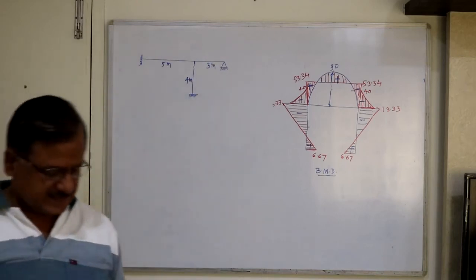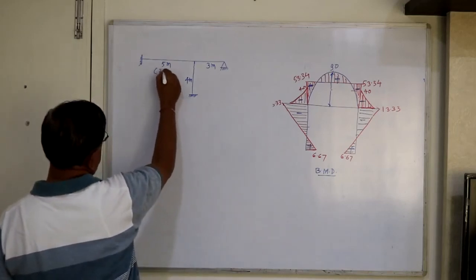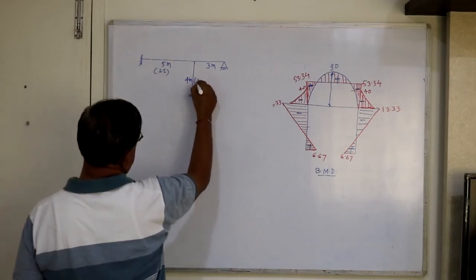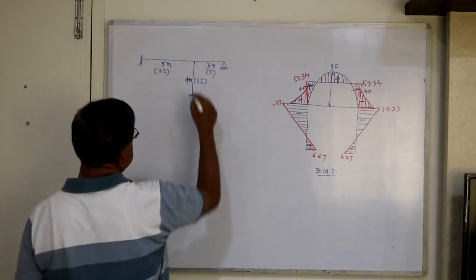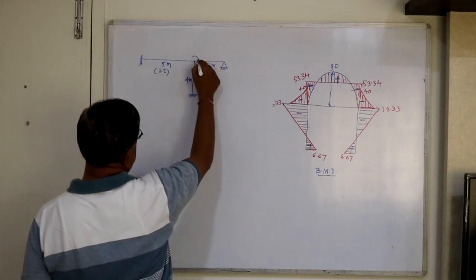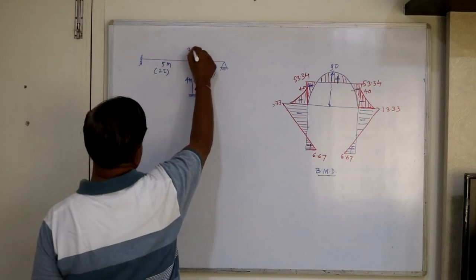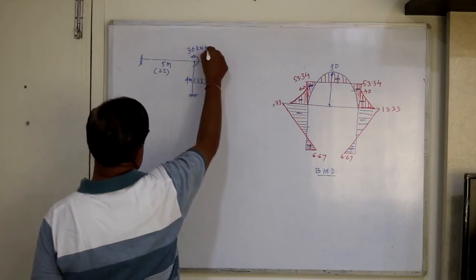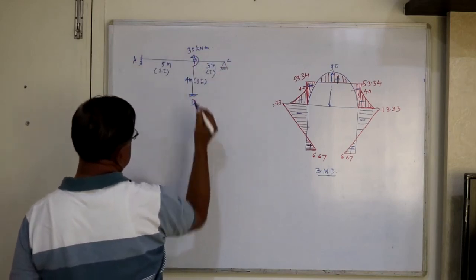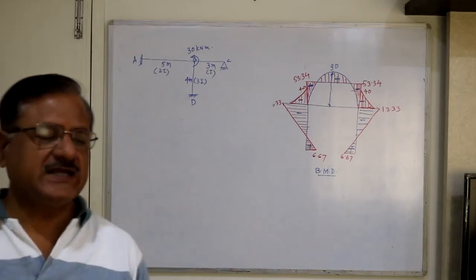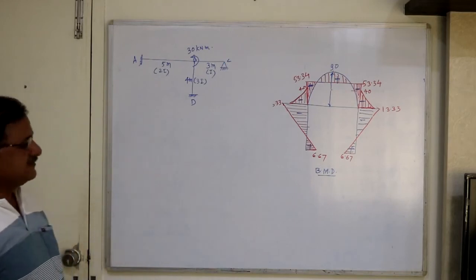So next problem, it's a simple frame, and say the moment of inertia for this member is 2I, for this member 3I, and for this it is I. And this is subjected to an anti-clockwise concentrated moment of 30 kilonewton meter at joint B. Say this is A, B, C, D. Joint B is subjected to an anti-clockwise concentrated moment of 30 kilonewton meter. And this is again a simple frame.